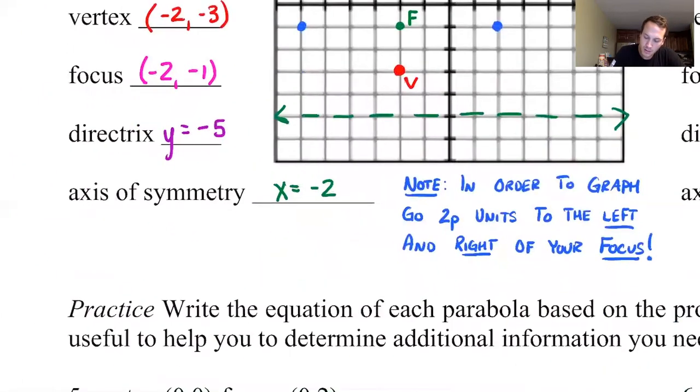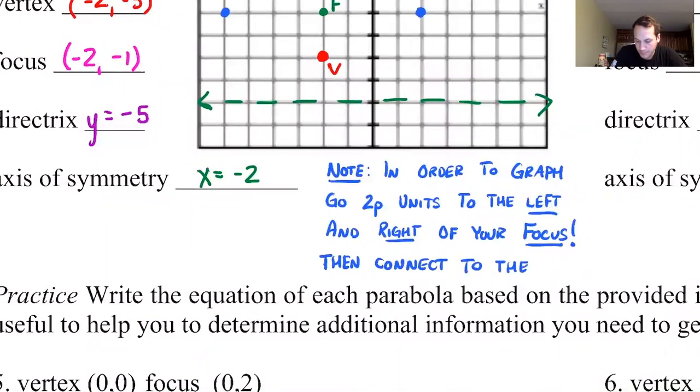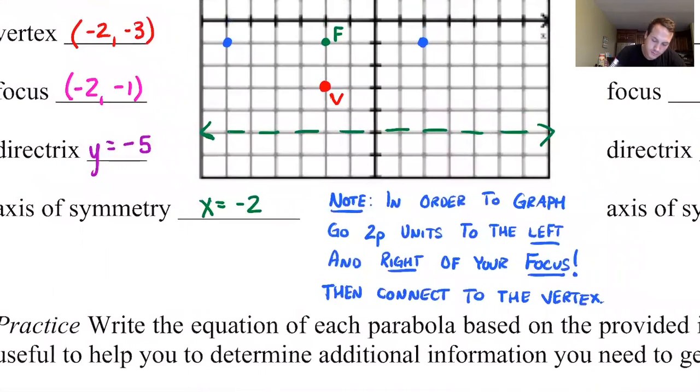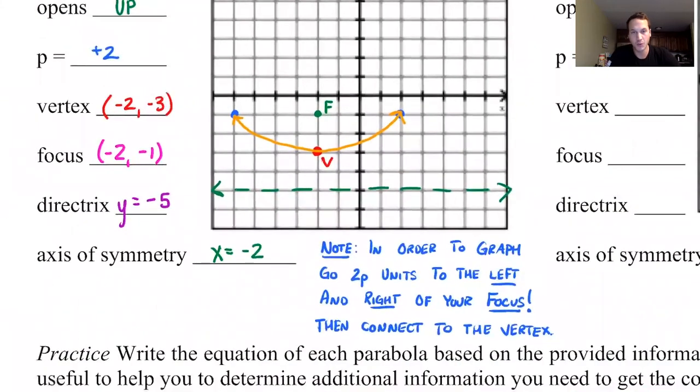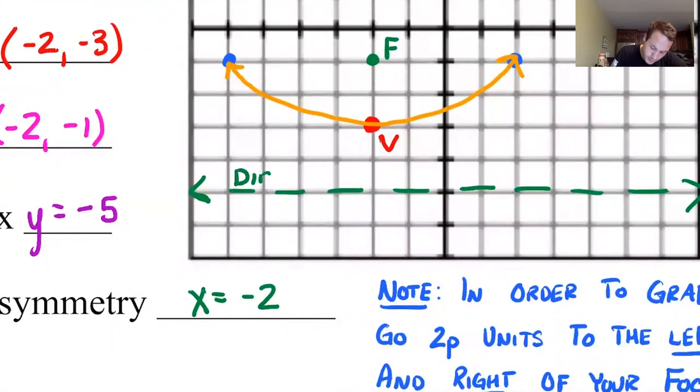And now what you do, then we connect it to the vertex. So our graph looks like this. And that's all you need. You don't have to go fancier than that. You don't have to put any other points on this. That's it, just those 3 points, the 4 points, I guess, technically. The focus, the vertex, but you don't connect the vertex to the focus. You go 2p to the left, 2p to the right, and that's how you graph your parabola, okay? The last thing that I'm going to do, I labeled everything else, so I'm going to label this the directrix.